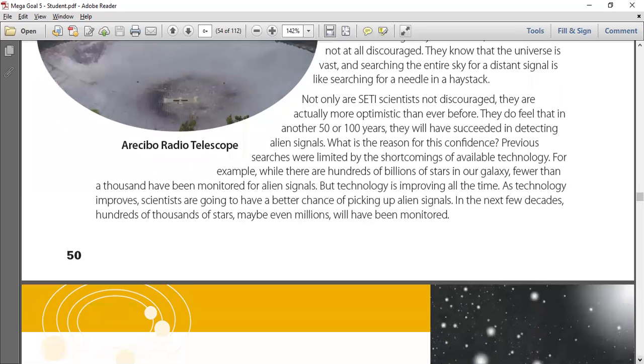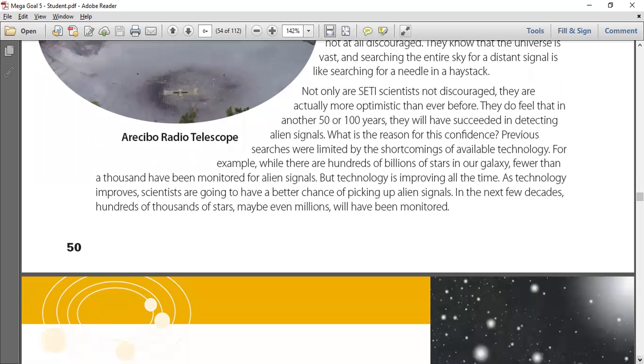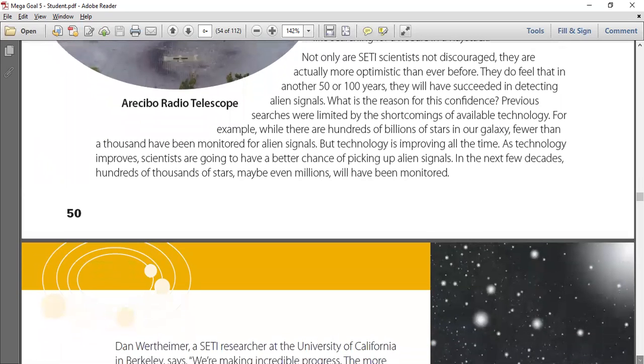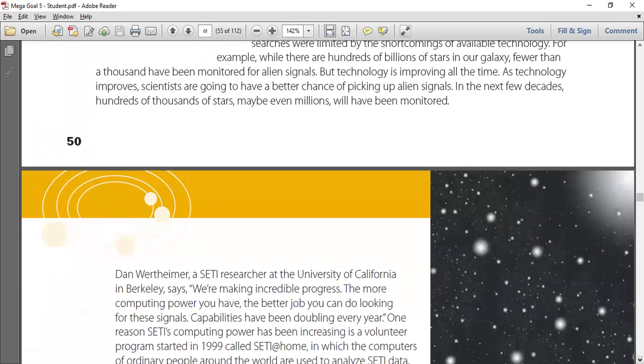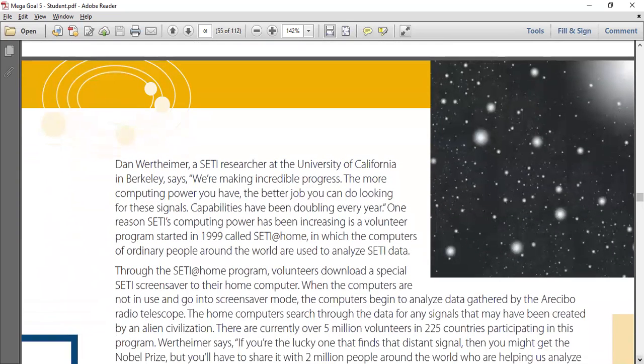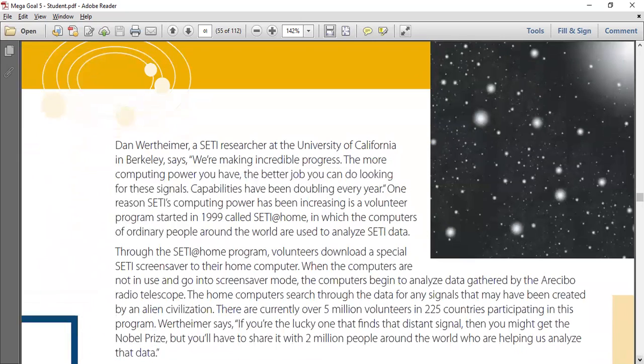In the next few decades, hundreds of thousands of stars, maybe even millions, will have been monitored. Dan Wertheimer, a SETI researcher at the University of California in Berkeley, says, "We're making incredible progress. The more computing power you have, the better job you can do looking for these signals. Capabilities have been doubling every year."